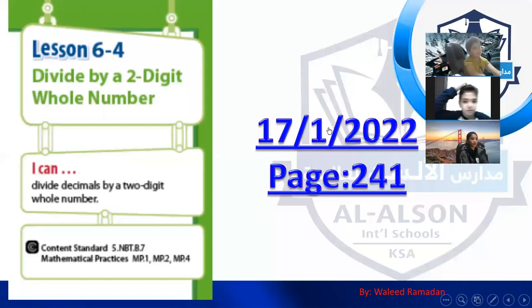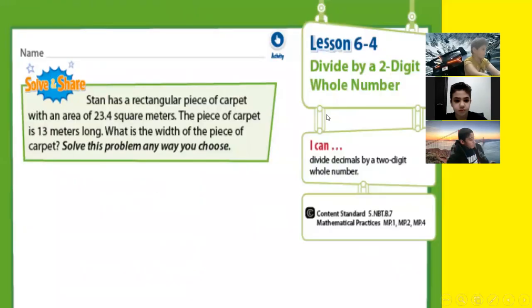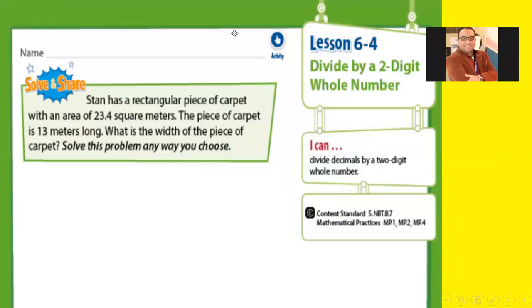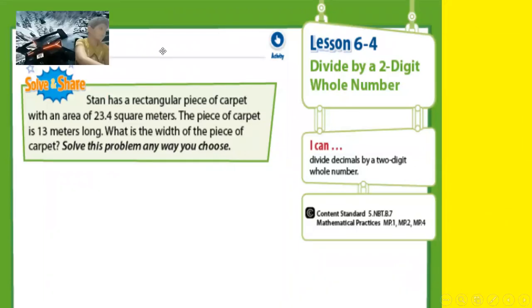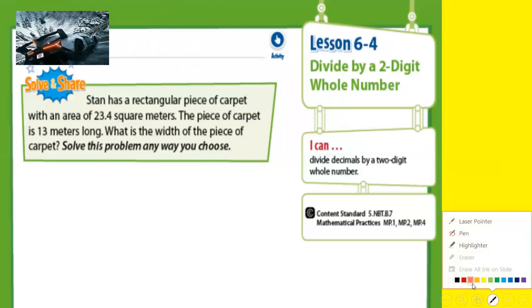Read the page, solve, and share the question on page 241, please. I have a rectangular piece of cardboard with an area of 23.4 square meters. The piece of carpet is 13 meters long. What is the width of the piece of carpet? Solve this problem any way you choose.